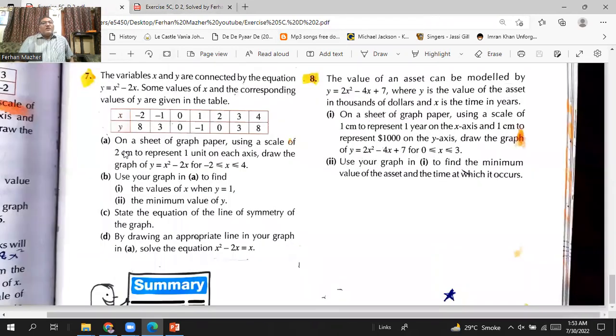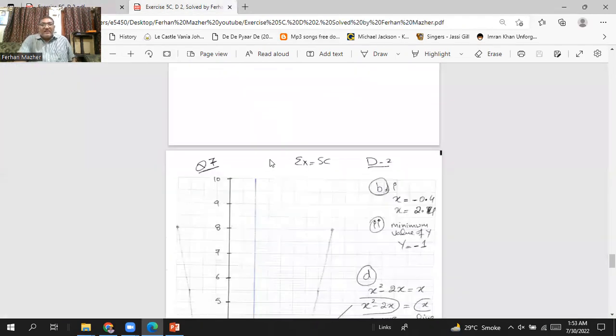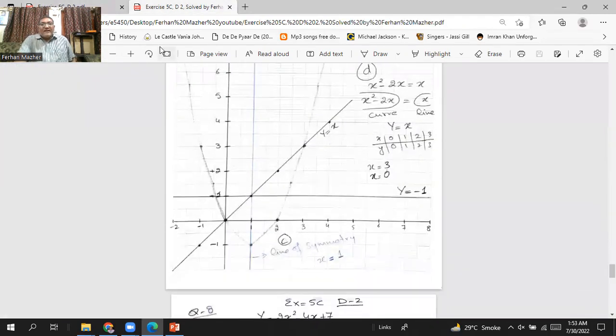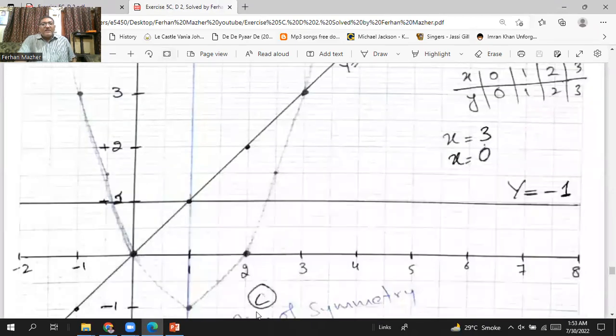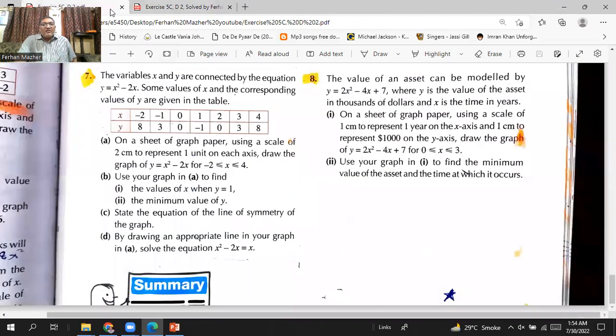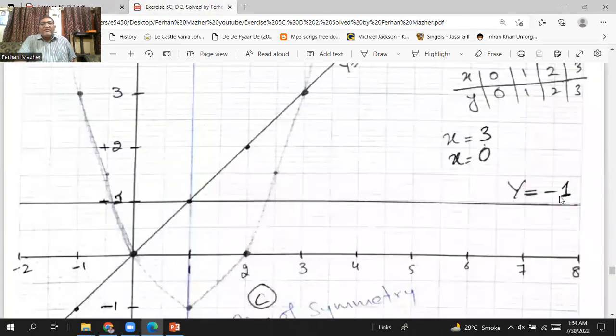Okay, now use your graph in part A to find the value of x when y is 1. Y equals 1 is a horizontal line. So I will draw that line so you can see that. So we will draw this line y equals 1. Sorry, not minus 1. When y is equal to 1, by mistake I have written here minus 1, it is plus 1.